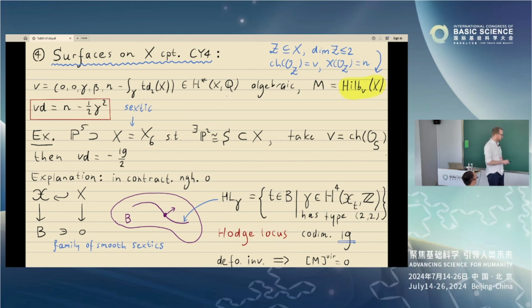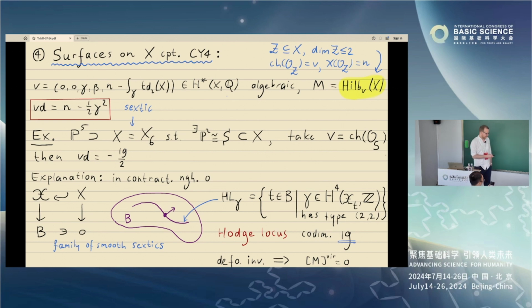Then let's go to a contractible neighborhood of 0. And then again we have a Hodge locus, like in the case of curves on a K3 surface. So we can look at the locus of points in the base where gamma remains of Hodge type (2,2). So generally when you deform, the Hodge type of gamma, which originally is (2,2), may change. And what you'll find is the Hodge locus in the base is a complex analytic subvariety of codimension 19. So this means you can always deform out of the Hodge locus, and by deformation invariance you get 0.